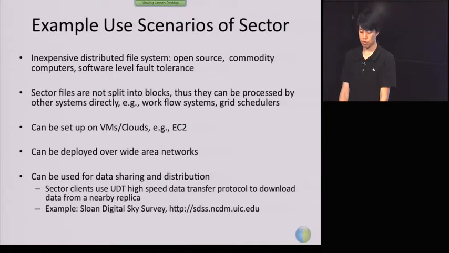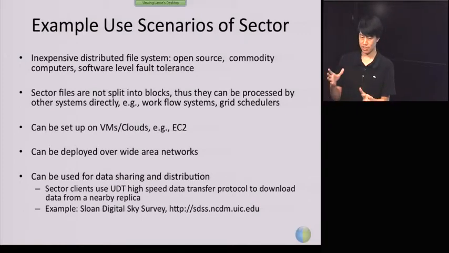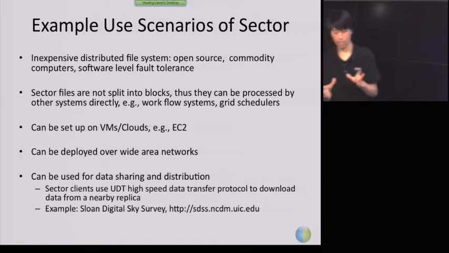So this is some example use scenario for the Sector file system. It's a cheaper distributed file system. It's open source, runs on commodity computers, and doesn't require very expensive hardware. Also, Sector doesn't split files into blocks. Some people think this is a disadvantage, because it has a file size limitation: they put one single file on a single node, so the file cannot be too large.